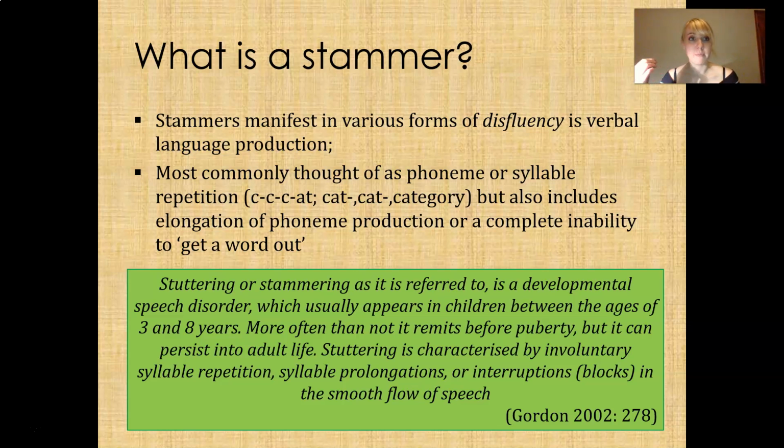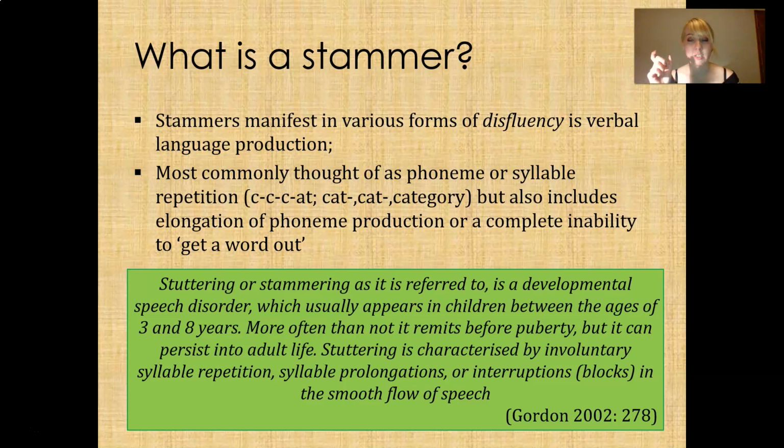So disfluency is something where there are problems with particular words or phrases, and somebody would be characterised as having language which is disfluent, which is not coherently put together. There may be pauses, maybe particular sounds or particular words that people will struggle with. And most commonly it's thought of as phoneme.